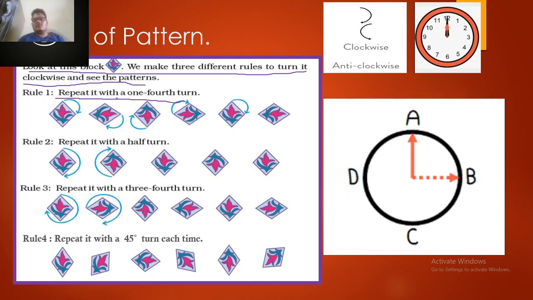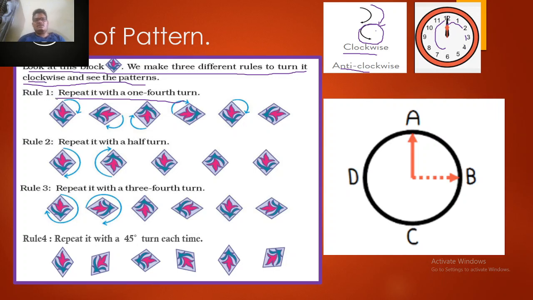Now what is clockwise and what is anti-clockwise? You can see the arrow is going from here to here, meaning from right to left, so that is clockwise. Watch, when it is 1 o'clock, then 2 o'clock, 3 o'clock, 4 o'clock, so this is clockwise. When it is reversed like this, in reverse order, it is anti-clockwise. But here we have to use the clockwise direction to turn the pattern.